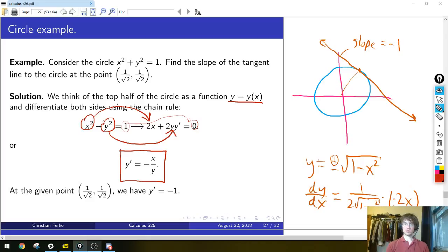And then if you want the slope at this point, 1 over root 2, 1 over root 2, that's pretty easy. You plug in x equals 1 over root 2, and you also plug in y equals 1 over root 2. So this is, of course, minus 1 over root 2 over 1 over root 2, which is minus 1. And this confirms what we expected by looking at the graph, right? We expected this to have slope minus 1, and it involved much less work than this other approach where you solved and then had these square roots and this ugly stuff.